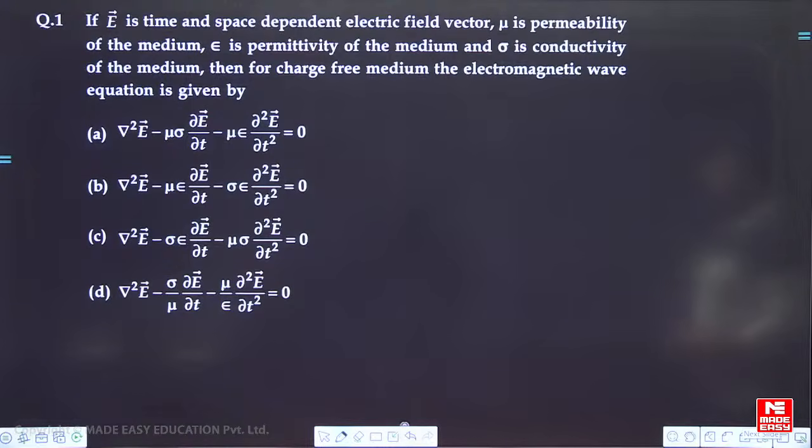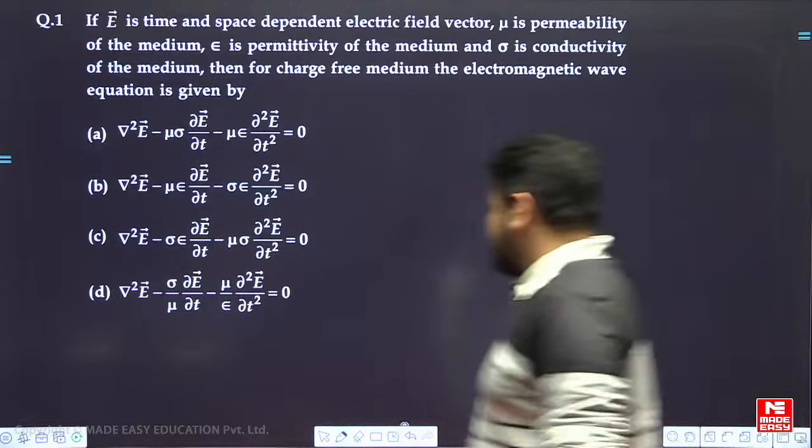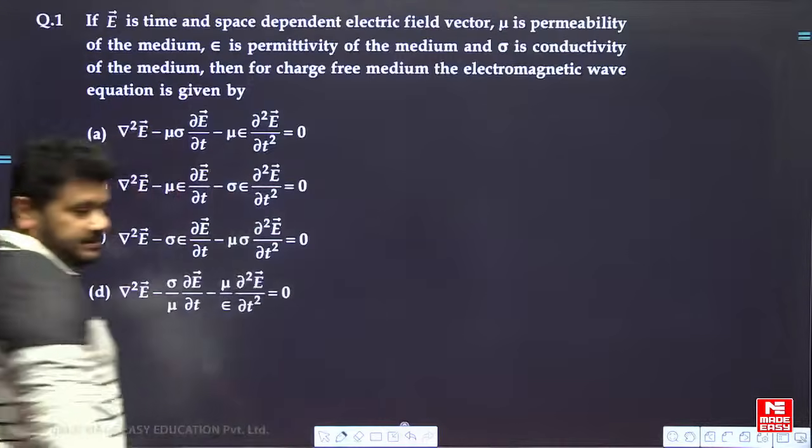Question number 1. If electric field E is a time and space dependent electric field vector, mu is the permeability of the medium, epsilon is the permittivity of the medium and sigma is the conductivity of the medium, then for a charge free medium the electromagnetic wave equation is given by. What will be the answer?